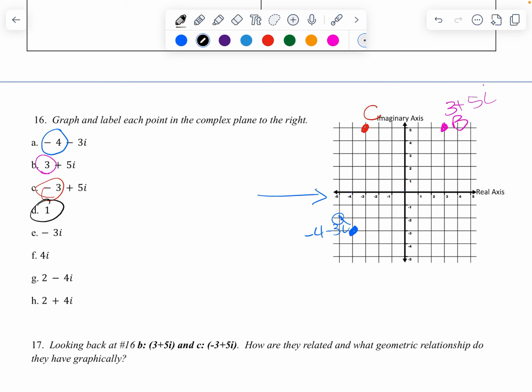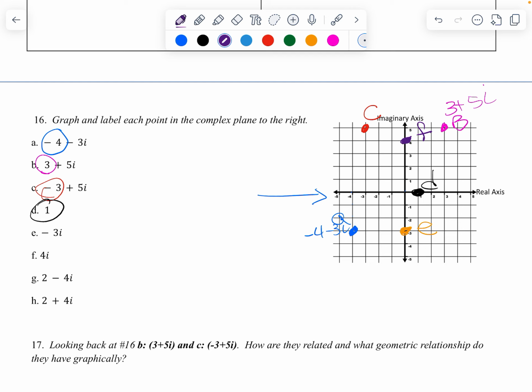Then all I have is a real number. So that's my real number. The next one, all I have is an imaginary. So I come down here, and that's going to be letter E. And did I do purple yet? No. So then I have another imaginary without having a real. So that's F.